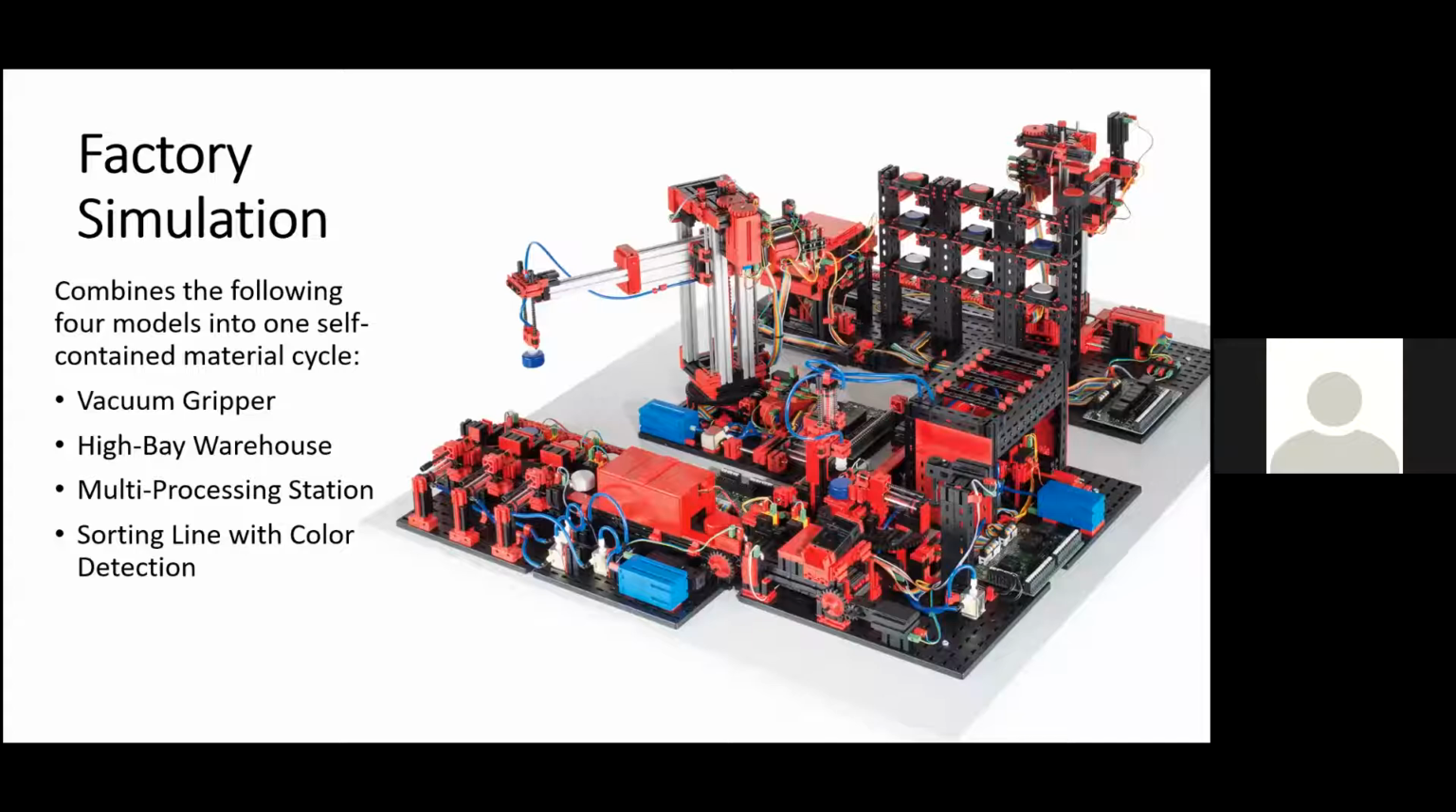The next model we're looking at is the factory simulation. And again, this combines the 4 models we've just reviewed: the vacuum gripper robot, the automated high bay warehouse, the multi-processing station with oven, and the sorting line with color detection, all combined into one self-contained material cycle.